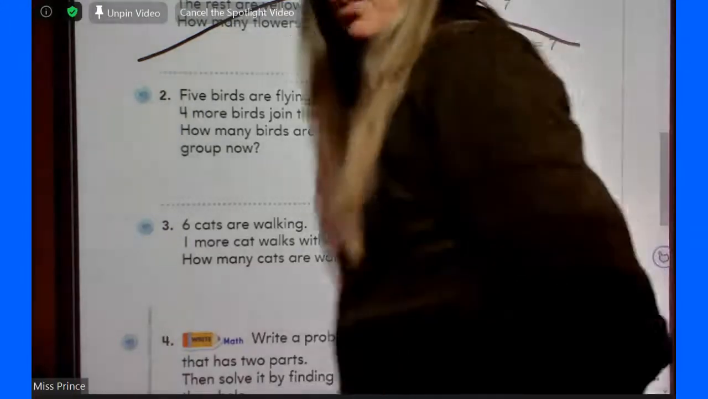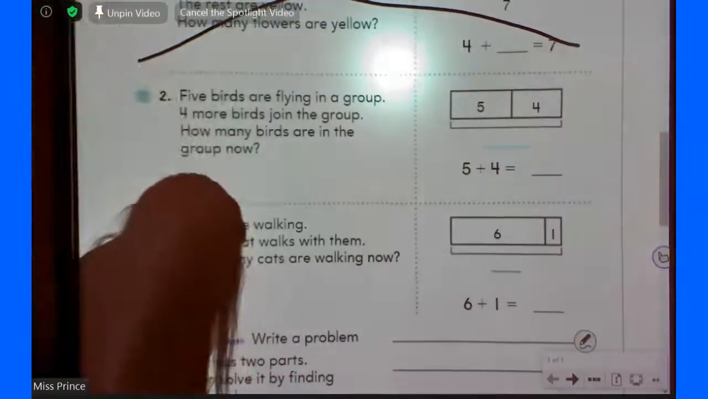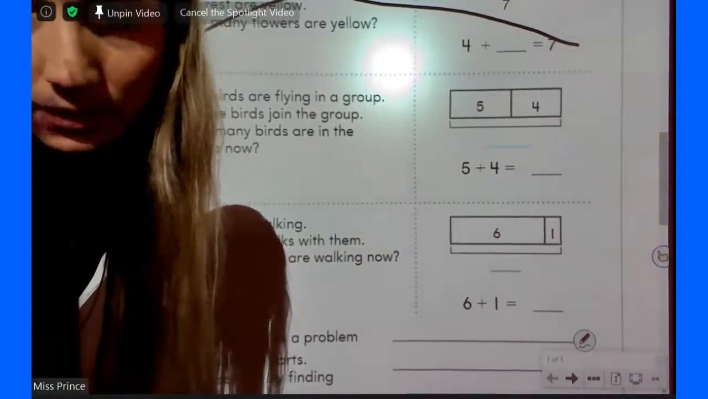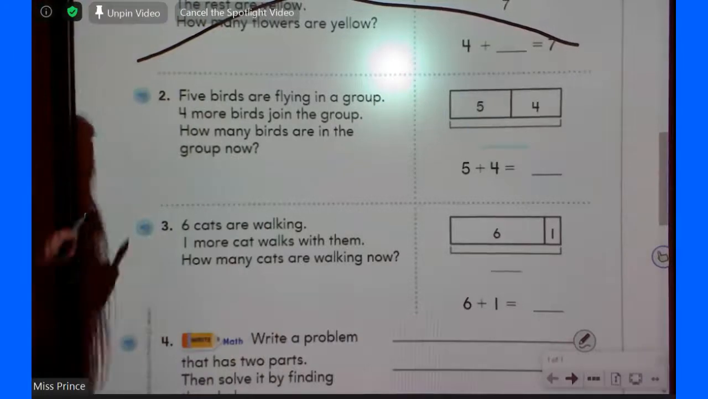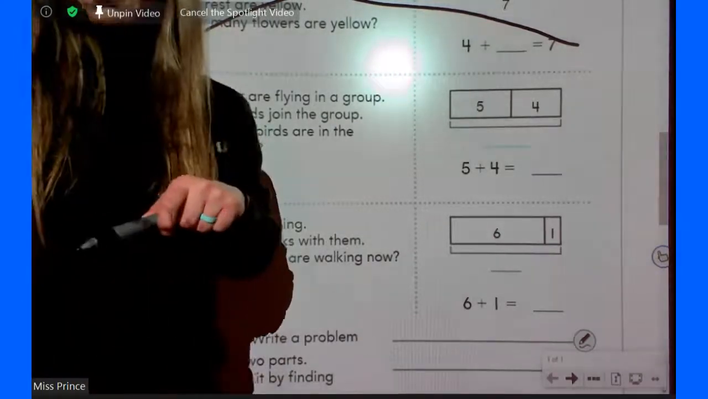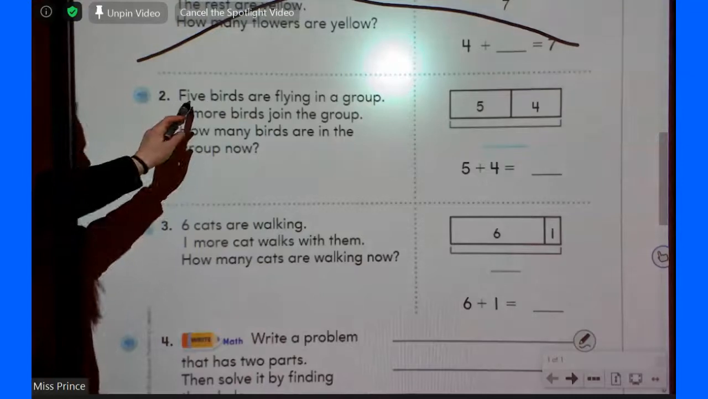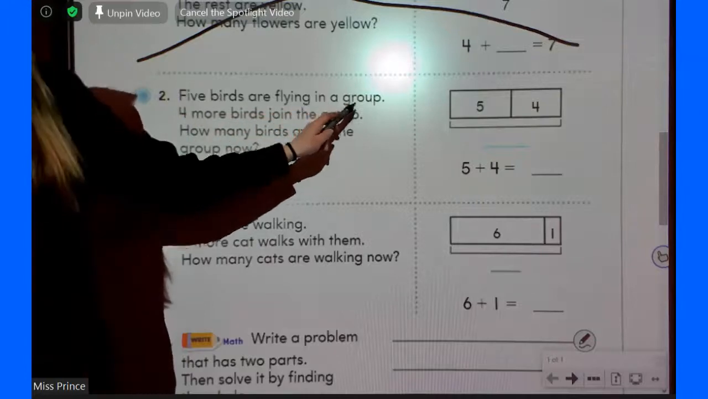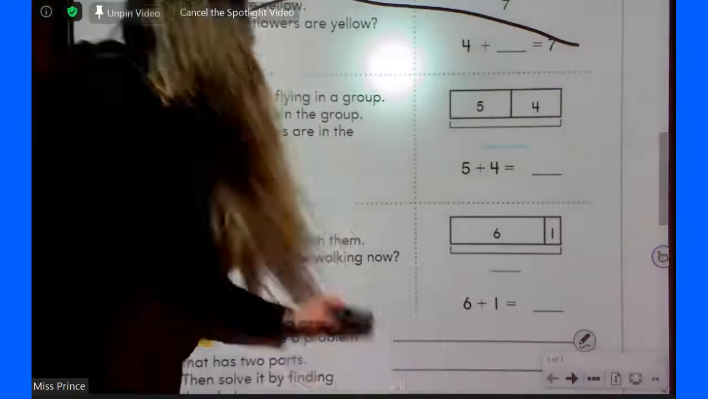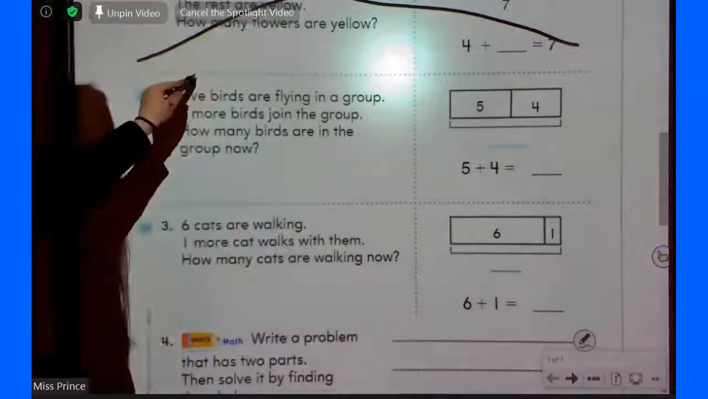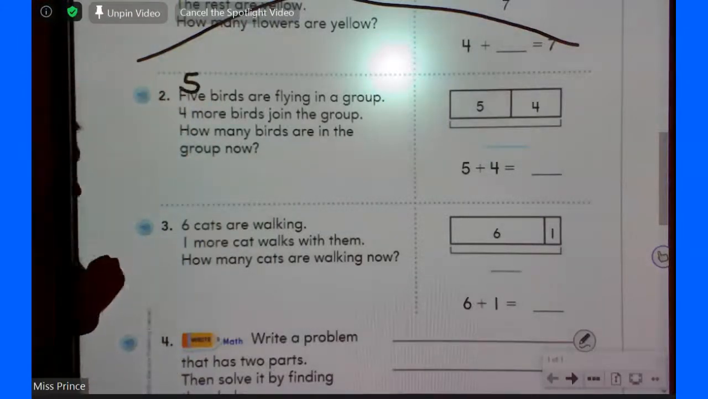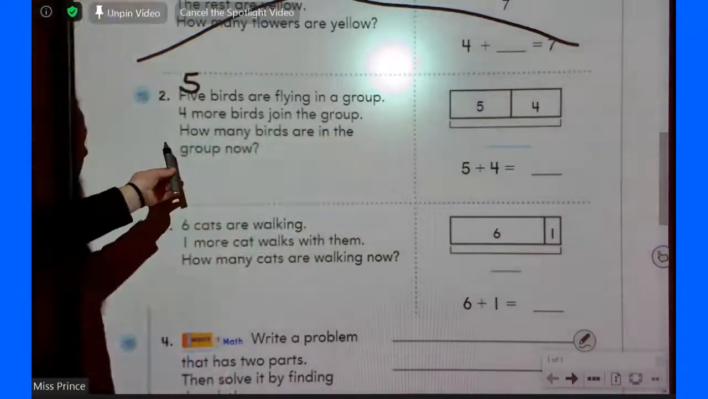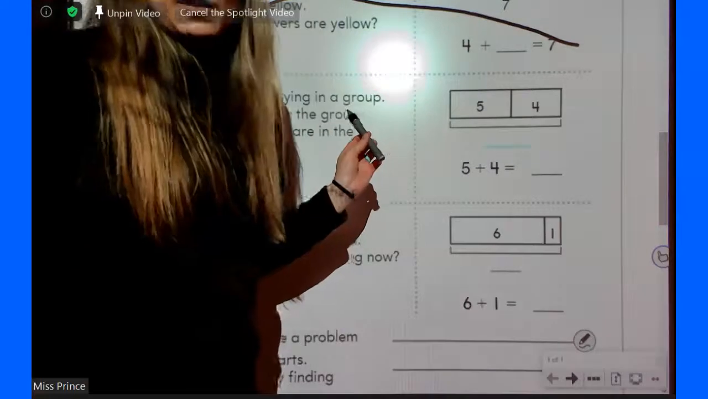Ooh, we have some important information to circle. My helper is Paulina. Paulina, I'm going to read this problem and we're going to circle important information. They spelled out this number. 5 birds are flying in a group. So we're going to put a 5 right above the word 5, okay? 5 birds are flying in a group. 4 more birds join the group. How many birds are in the group now?